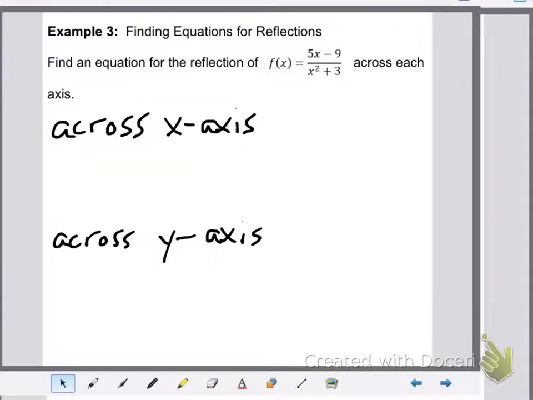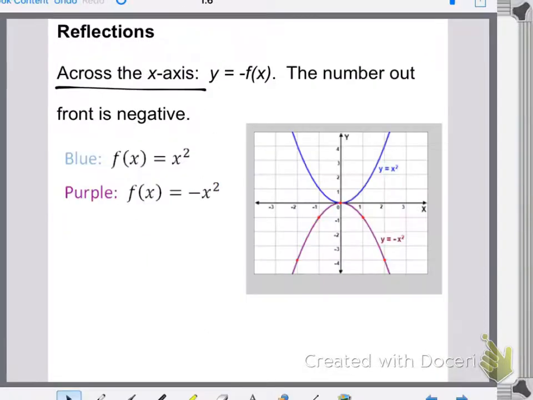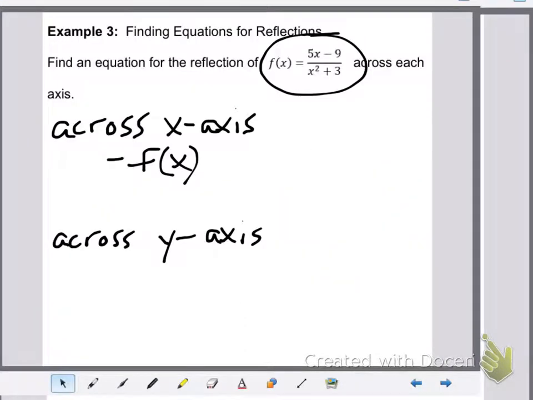So when they ask you to find an equation for the reflection of this function across each axis. Across the x-axis, literally all we're going to do is write negative f of x, because that's really what we're doing. If you go back, across the x-axis was y equals negative f of x. That's the result of our reflection. So literally we're just going to do negative this fraction.